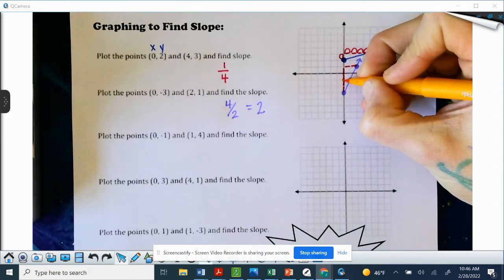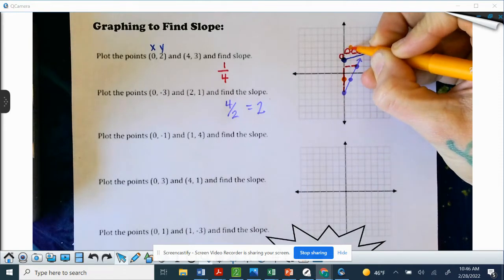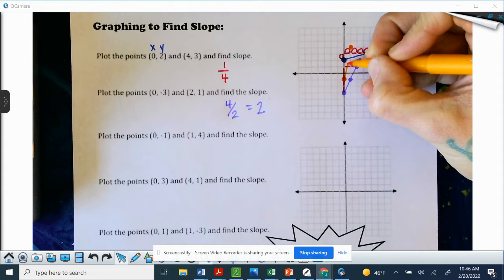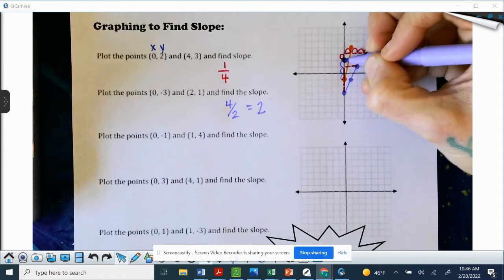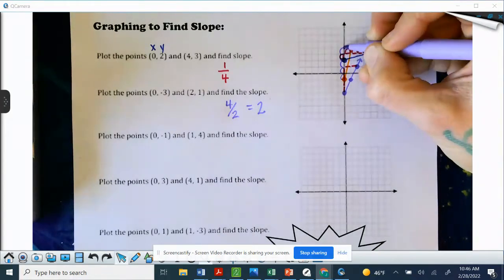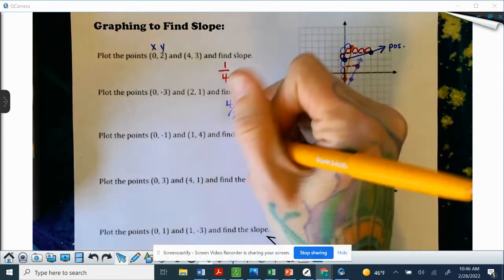Okay, so 0, -1. 1, 1, 2, 3, 4. Sorry, these guys overlap quite a bit. So we're going to draw up. I'm going to use a different color than that red just since they do overlap. So 1, 2, 3, 4, 5 over 1. So rise 5, run 1.